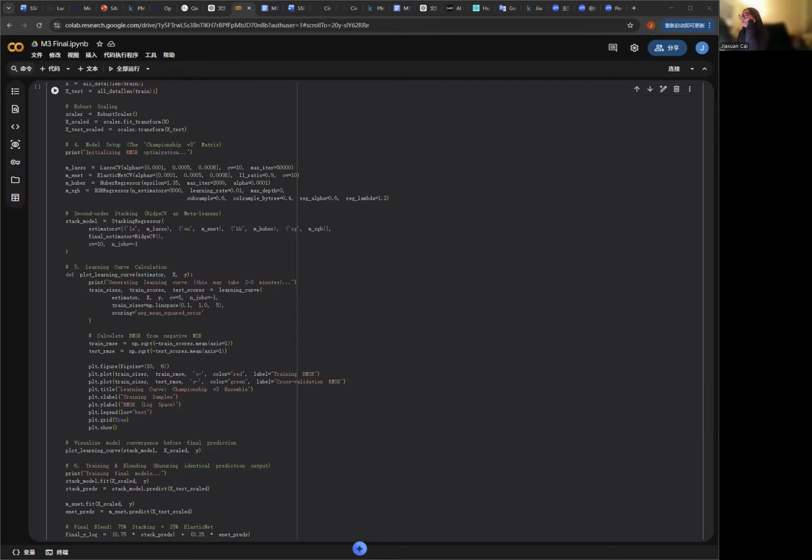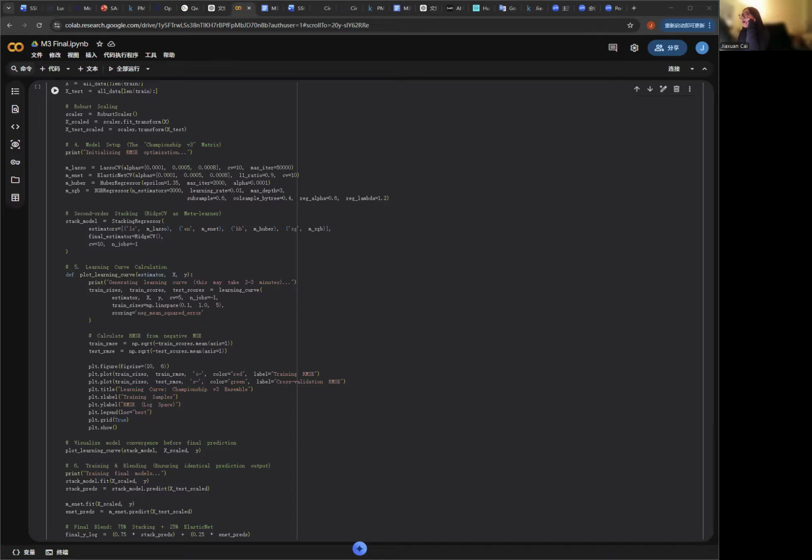To further improve the performance, we use multiple base models instead of relying on one. Lasso and the elastic net provide regularization and feature selection. Huber regression is robust to remaining outliers. XGBoost captures nonlinear relationships and complex interactions. Each model has different variance characteristics.